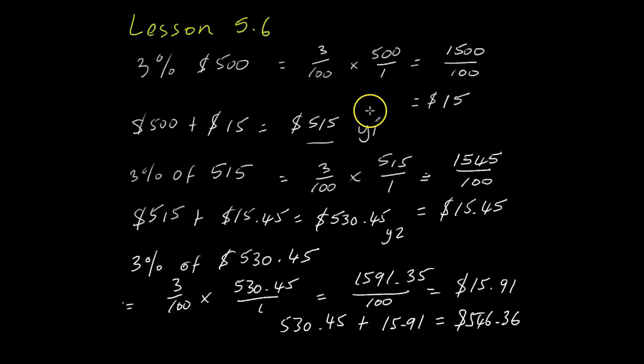So the nice thing about compound interest is that you grow your money much quicker because you leave whatever interest you've earned in your bank account, and in the second year you're going to be gaining interest on the compounded amount, which is the $500 plus the 15.